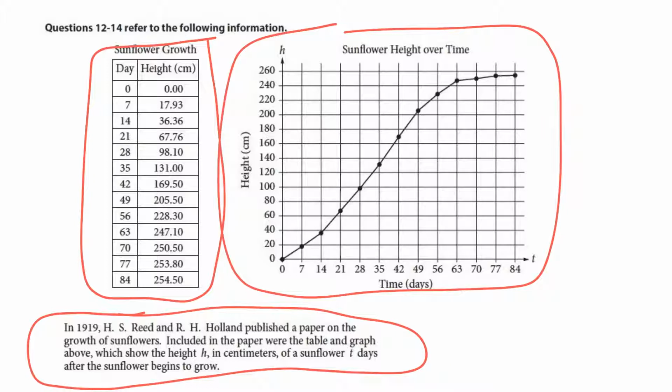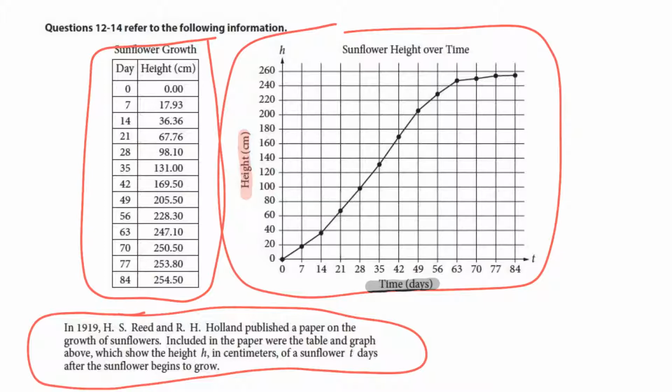In 1919, H.S. Reed and R.H. Holland published a paper on the growth of sunflowers. Included in the paper were the table and graph above, which show the height in centimeters of a sunflower T days after a sunflower begins to grow. Okay, so we've got a table of values here. That table of values is just plotted on the XY plane with time on the horizontal axis and height on the vertical axis.